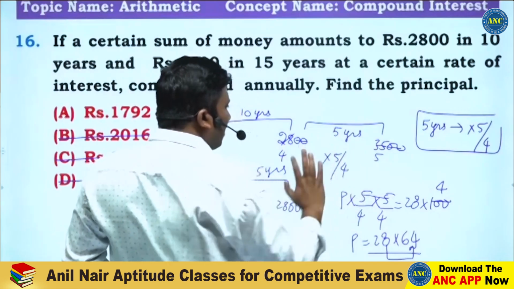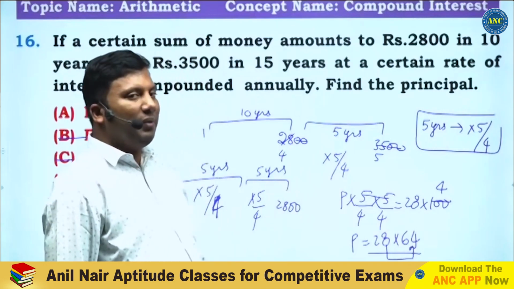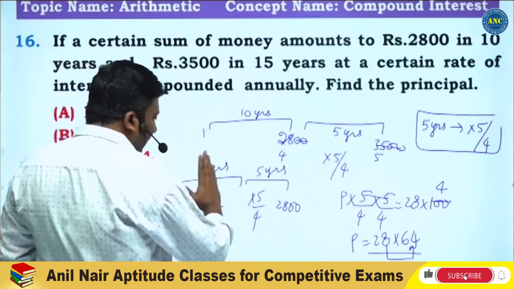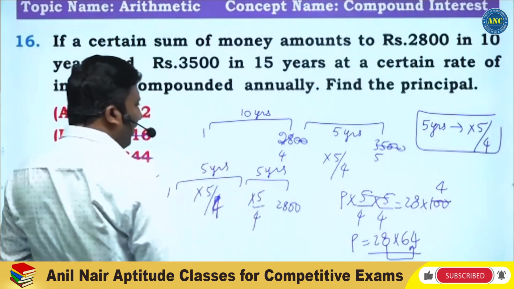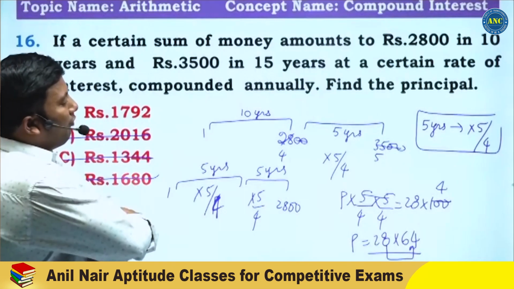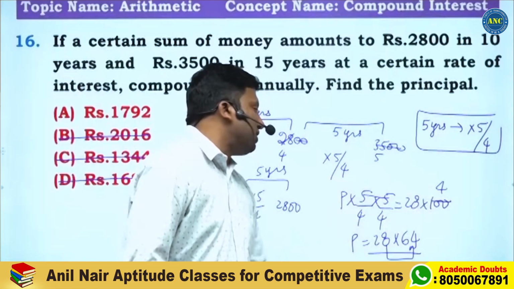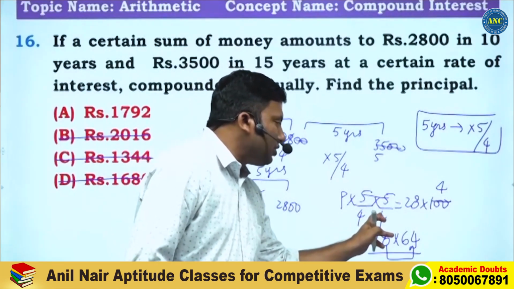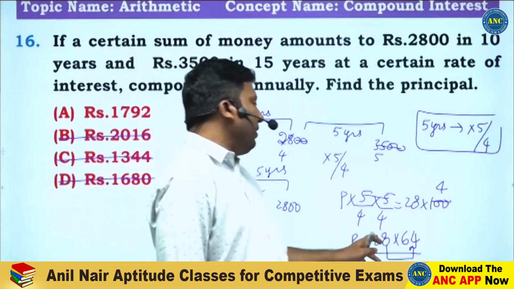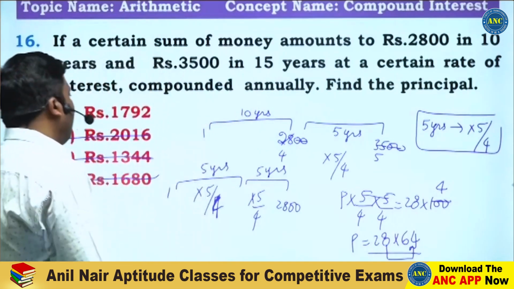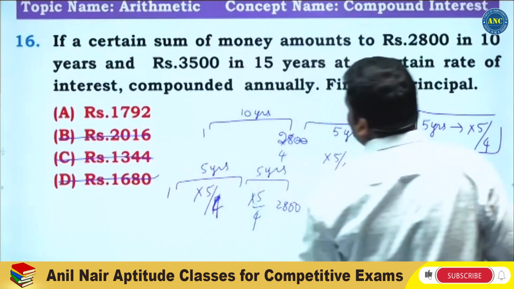2,800 is becoming 3,500. For every 5 years, the scaling factor is 5 by 4. In 10 years, after 5 years the scaling factor will be 5 by 4, and after another 5 years, 5 by 4. P into 5 by 4 into 5 by 4 is equivalent to 28 into 100. 25 4s are 100, so 4 4s are 16, 6 4s are 24. Rightmost non-zero digit will be, 4 8s are 32, unit digit should be 2. Only one option has unit digit 2. I hope the idea is clear.